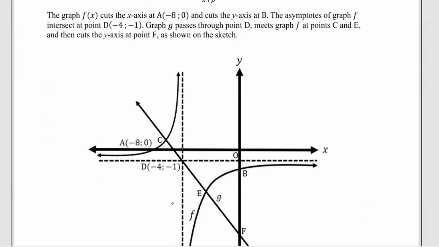Question number 6. Question number 6. They're telling us that the sketch below shows the graph of f of x, which is the hyperbola, and g of x, which is negative x plus k.